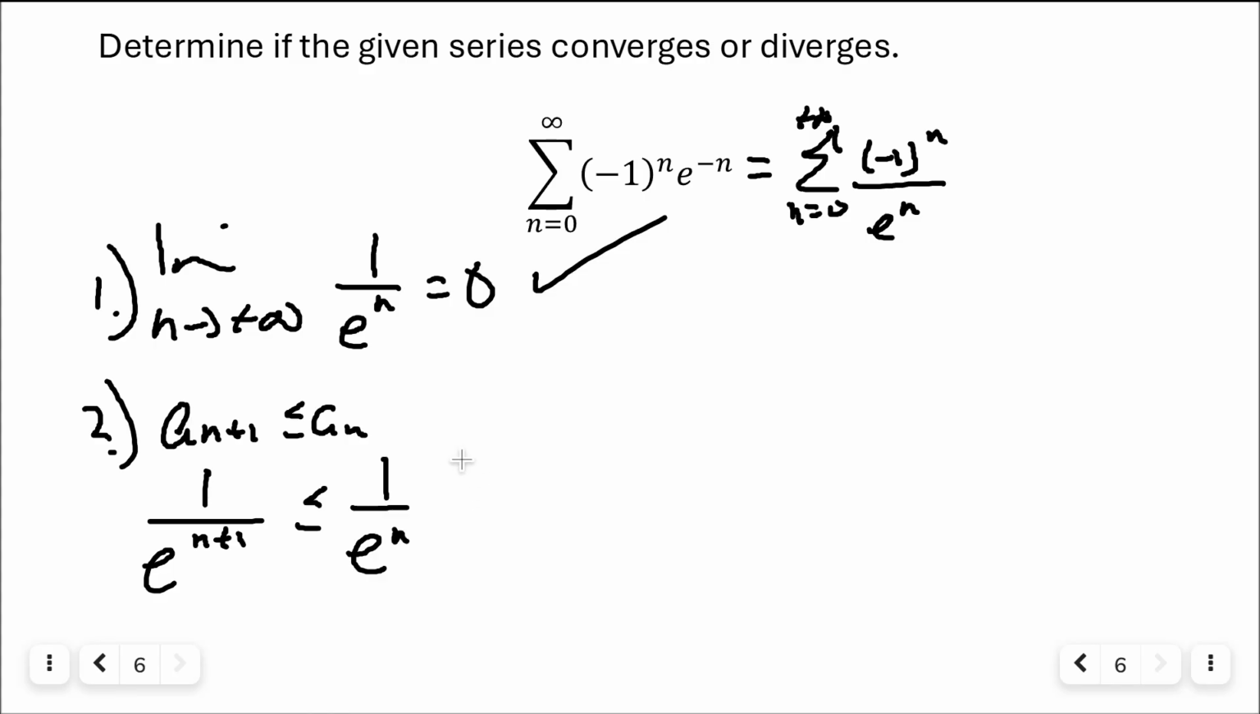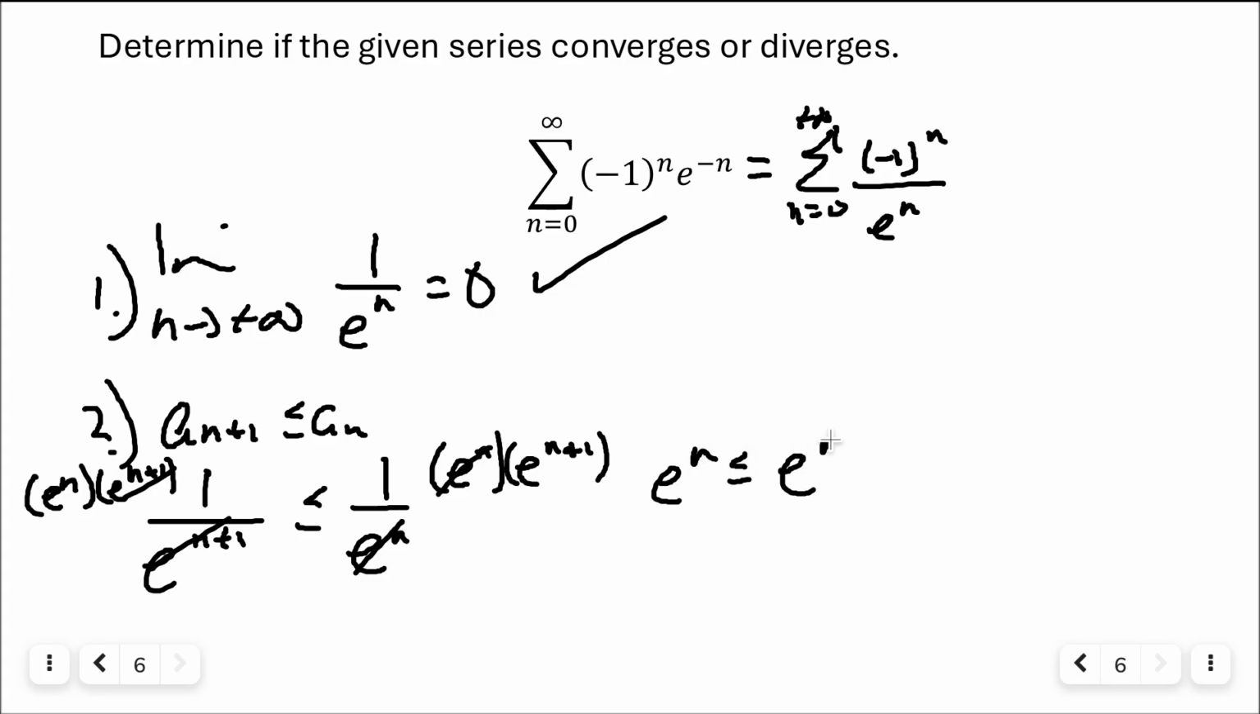Okay. So now to do that, again, we can multiply both sides by both of these. There's a couple ways you can do it, but we'll just do it like this for simplicity. These all cancel out. And now we have e to the n has to be less than or equal to e to the n plus 1. Well, yeah, that's certainly true, right? Without a doubt. Okay, if I make the power 1 bigger on this e, yeah, it's going to be a larger value than this one over here because this value is a positive.